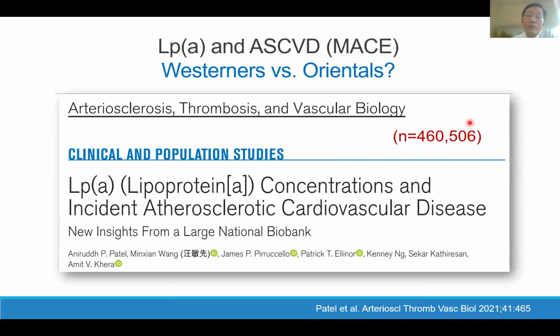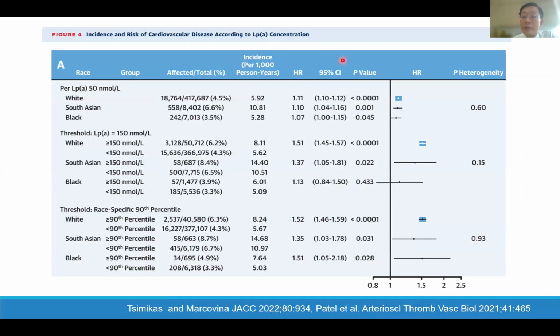The largest number of subjects we have so far is from the UK Biobank, more than 400,000 subjects. This shows the prevalence and incidence of cardiovascular risk and its hazard ratio according to different ethnicities: white, South Asian, and Black populations. For every 50 nanomoles per liter increase, the hazard ratio in the white population was 1.11, South Asian 1.10, and Black 1.07. They were relatively similar.